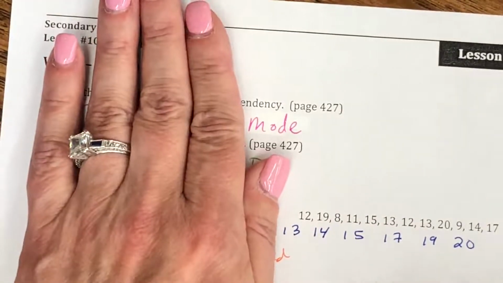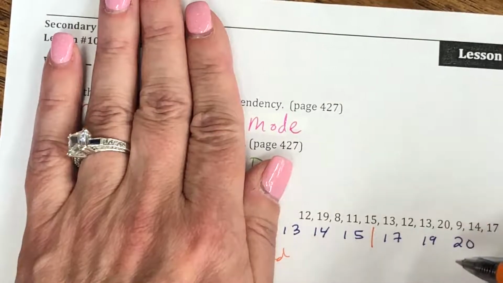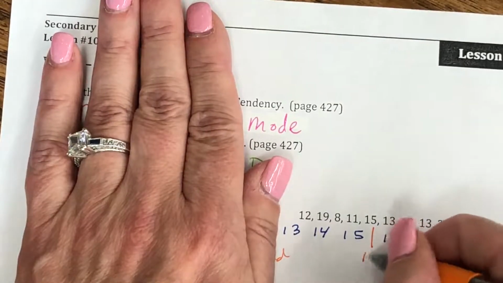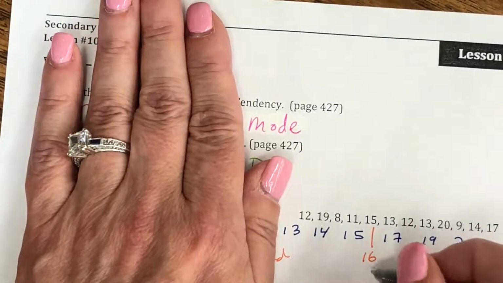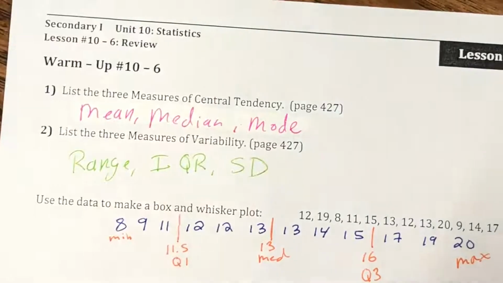Now we want to find the median of the upper half of the data. That's going to be between 15 and 17. 15 plus 17 is 32. 32 divided by 2 is 16. So the median of the upper half of the data is 16. This will be my Q3. 20 is going to be my max.